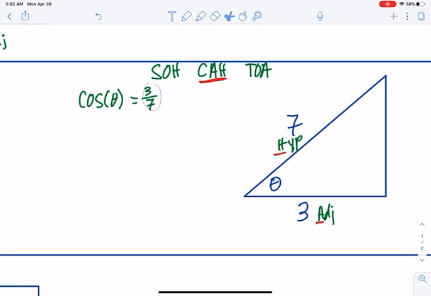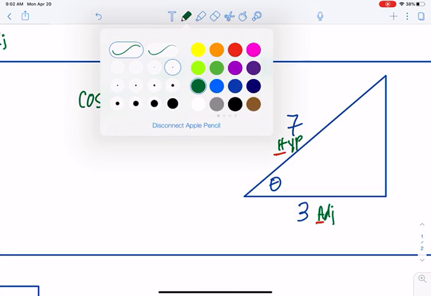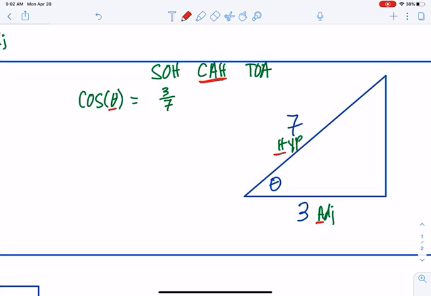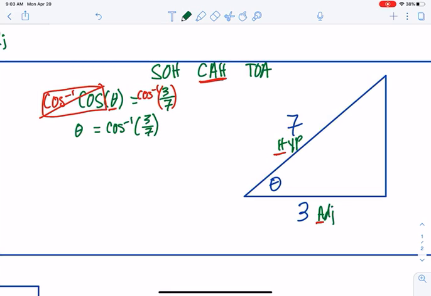I'm actually just going to move this over because I'm going to need a little space in front of it. And then I want to get rid of cosine. I want theta to be by itself. So the opposite of cosine is inverse cosine. That makes all this cancel out. If I do that on one side, I need to do it on the other side. So I get theta equals inverse cosine of 3 divided by 7.